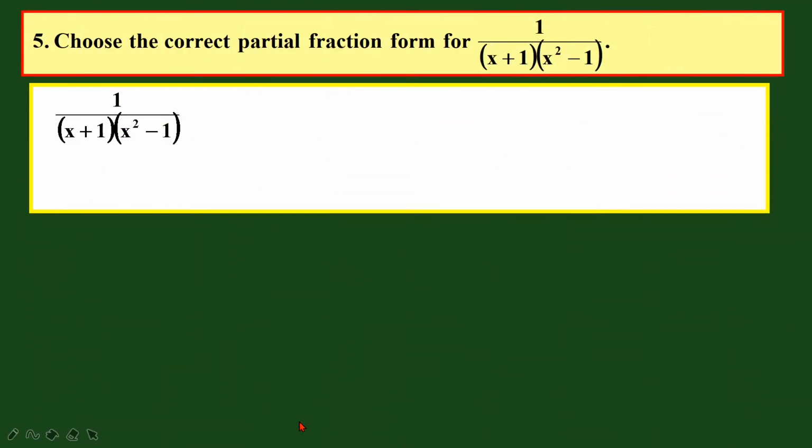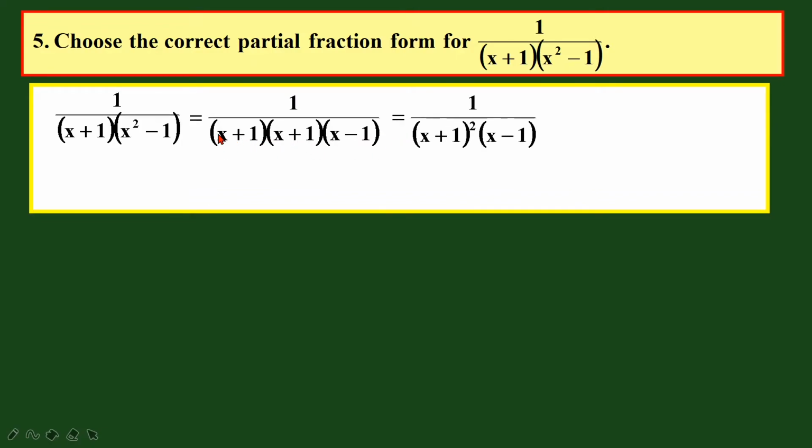How about question number 5? In the first look, you will notice that this might be a linear, this might be a quadratic. But like I said, try to factorize this. Can it be factorized? Voila! It seems that x squared minus 1 can be factorized as x plus 1 and x minus 1. In this case, there is a repetition here.